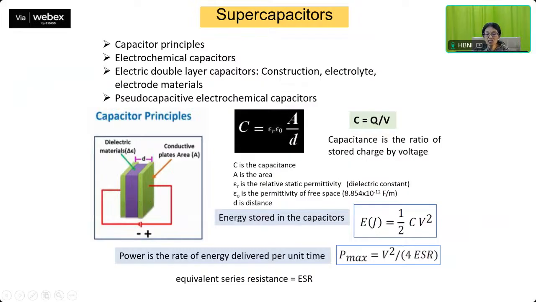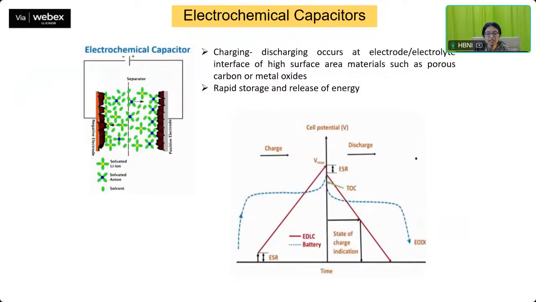So what is the energy? This is the capacitance value. So what is the energy stored in the capacitor? It's half CV square. And what is the power which can be delivered per unit time? This is V square by 4 ESR, and ESR is nothing but the equivalent series resistance. So it's V square by 4 times the equivalent series resistance. This is the power. So what are electrochemical capacitors?